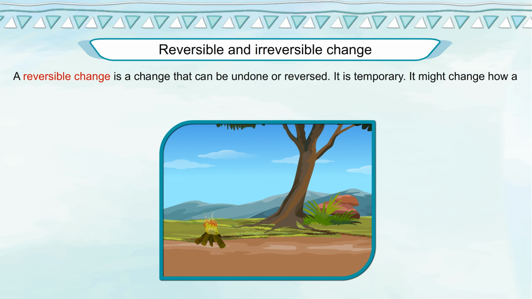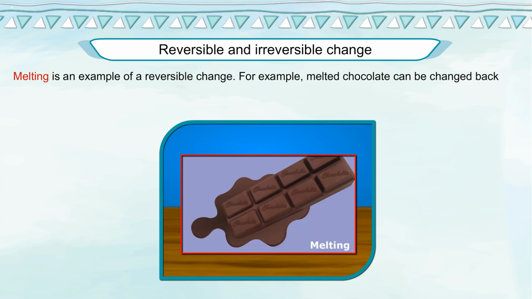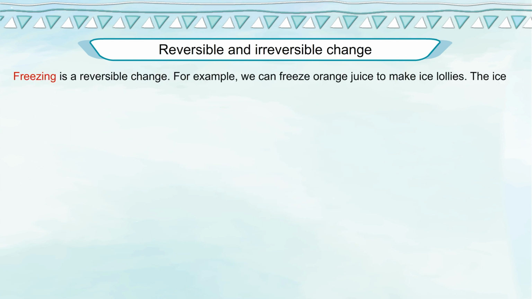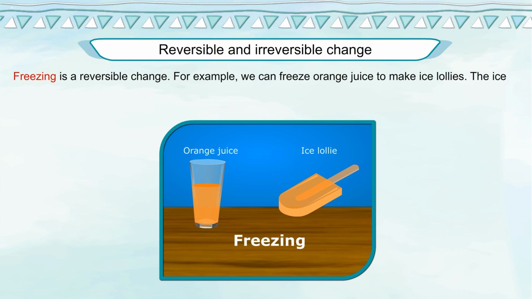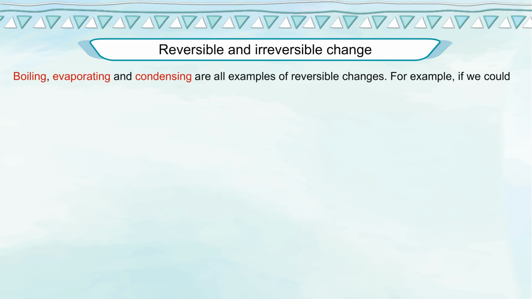A reversible change is a change that can be undone or reversed. It is temporary. It might change how a material looks or feels, but it doesn't create new materials. Melting is an example of a reversible change. For example, melted chocolate can be changed back into solid chocolate by cooling. Freezing is a reversible change. For example, we can freeze orange juice to make ice lollies. The ice lollies can be changed back into orange juice by keeping them out of the freezer.